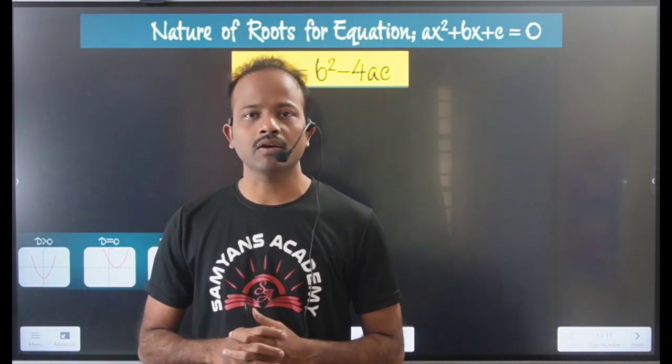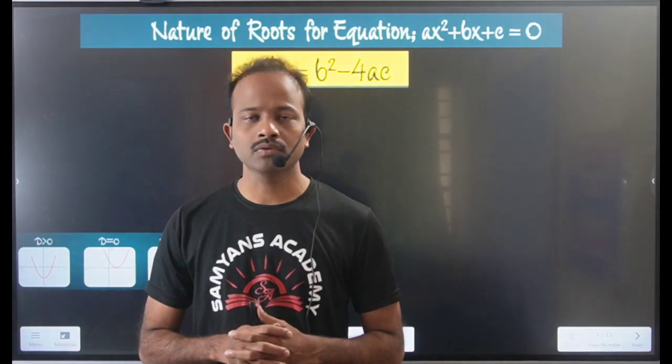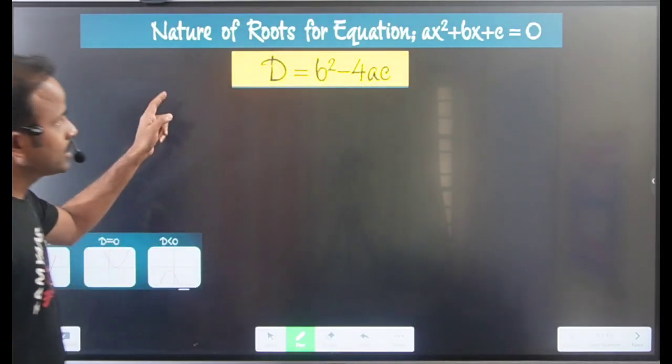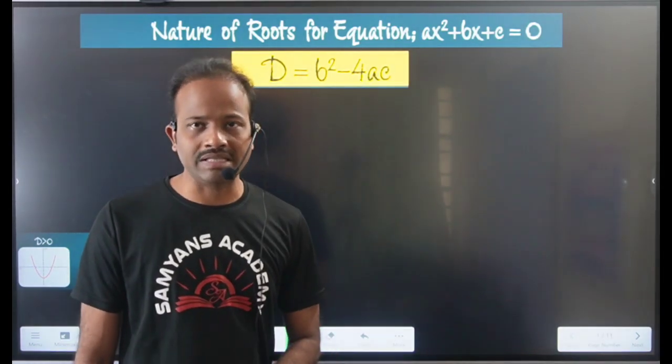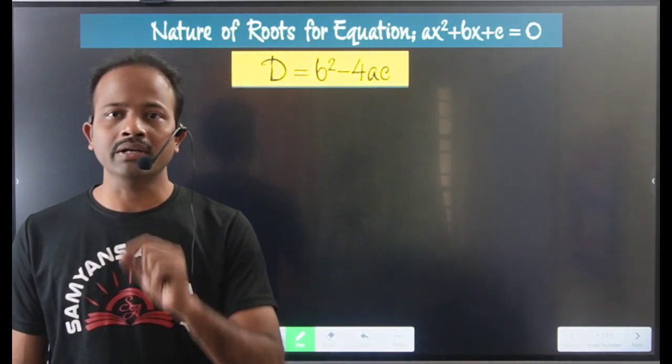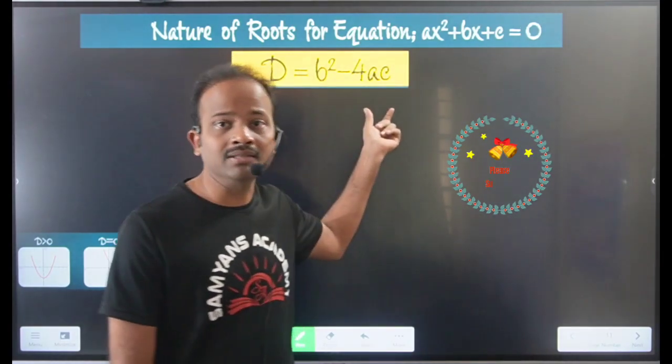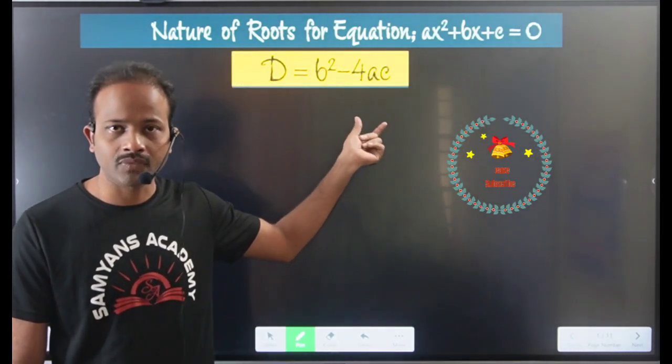In this session, we are going to discuss the nature of roots for the equation ax square plus bx plus c equal to 0. For that, you have to know what the discriminant is. The discriminant formula is b square minus 4ac.